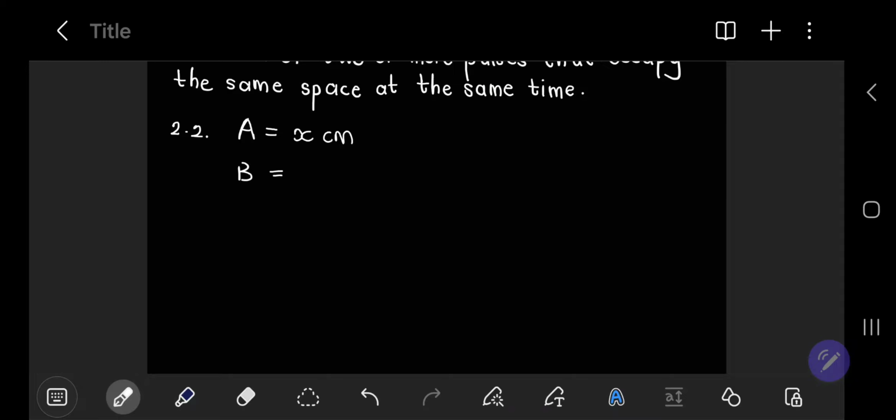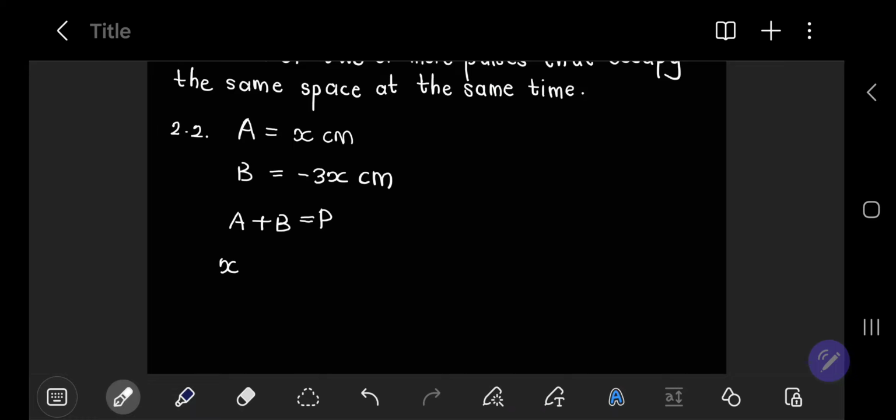So if we're taking A as being positive, let's take B as being negative, and we were told that B is 3 times larger than A. So B is going to be negative 3x centimeters. Now at point P, these two pulses are going to add together, so we have A plus B that is going to give you P.